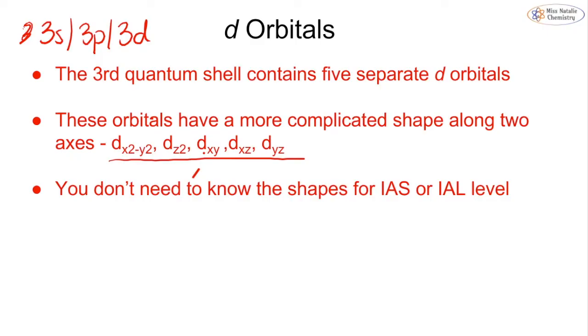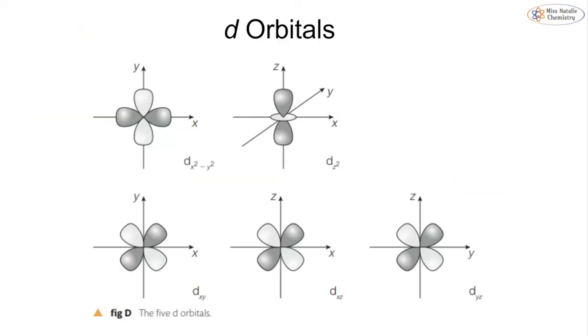You will be glad to know that you are not required to know the shapes or be able to draw these for either AS or A2 level, but I'm going to show you what they look like so that you can see. So you can see that we've got a slightly different shape now. They lie along 2 axes. So the dxy, for example, is going to lie along the x and the y axis in 3D space, whereas the dxz would be the x and the z.